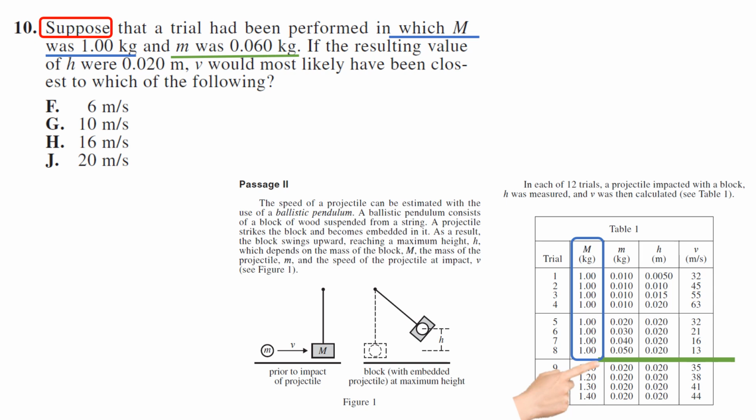The resulting value of H were 20. That's everything in 5 to 8. V would be closest to what? So we can see it decreasing, right? So 32, 21, 16, 13. Looks like it's going down about 3 or 4 every time. So 13 minus 3 is 10. So G.